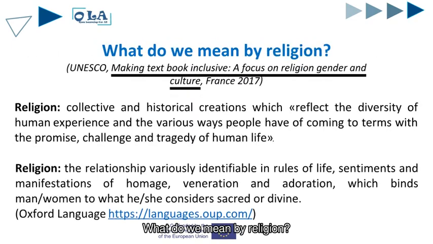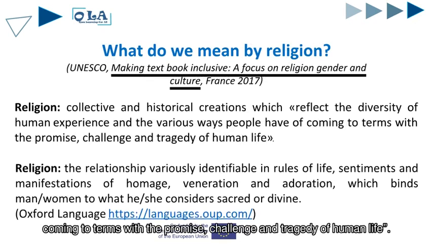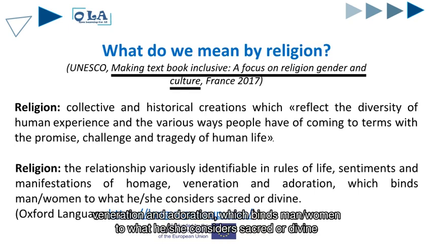What do we mean by religion? Religion is a collective and historical creation which reflects the diversity of human experience and the various ways people have of coming to terms with the promise, challenge, and tragedy of human life. Religion can also be defined as the relationship variously identifiable in rules of life, sentiments, and manifestations of homage, veneration, and adoration, which binds man, woman, to what she considers sacred or divine.